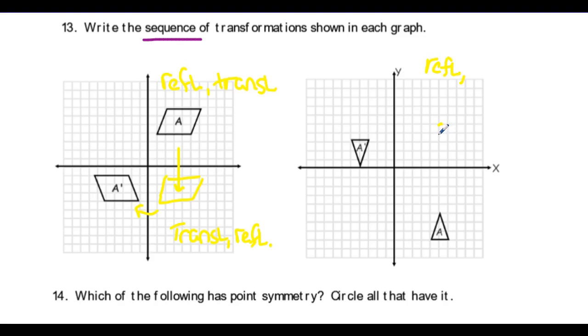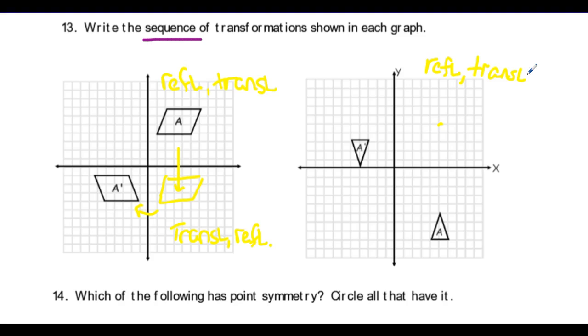Followed by 1, 2, 3, 4, 5 down, 1, 2, 3, 4, 5, 6, 7, 8, 9. Followed by a translation down 5 and to the left 8. So that would be T, negative 8, negative 5.